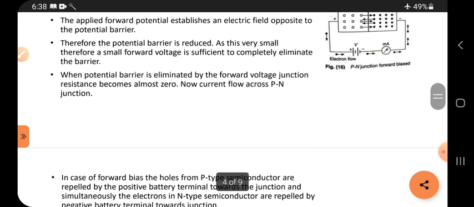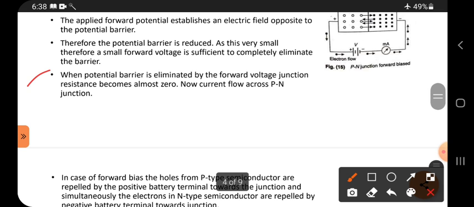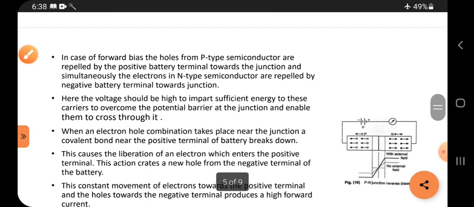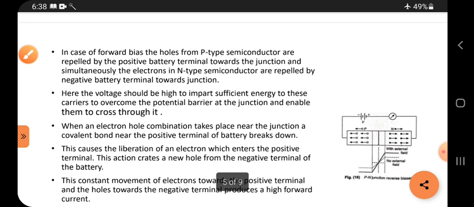When the potential barrier is eliminated by forward voltage, the junction resistance becomes zero. Here current is flowing, meaning no resistance is present. So that's why the junction voltage is zero. Now, current flows across a PN junction like this, in case of forward bias.